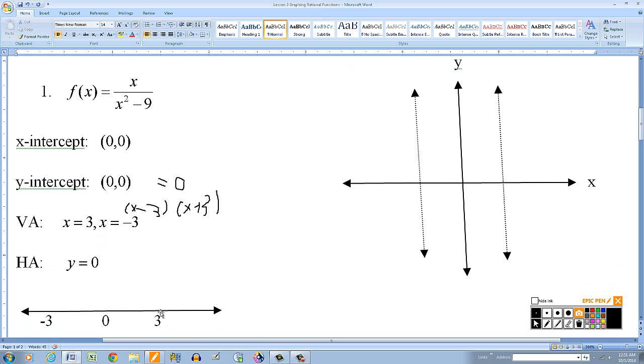For the horizontal asymptote, I look at the degree. The degree of the numerator is 1. The degree of the denominator is 2, looking at the highest degree exponent. So 1 is less than 2. What I said in an earlier video is that if the degree of the numerator is less than the degree of the denominator, then y equal to 0 is a horizontal asymptote. So in this case, the x-axis is a horizontal asymptote.